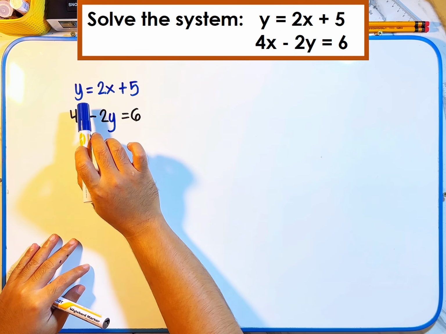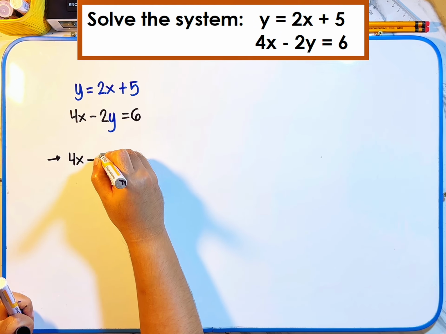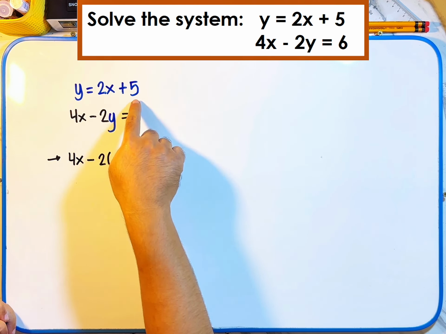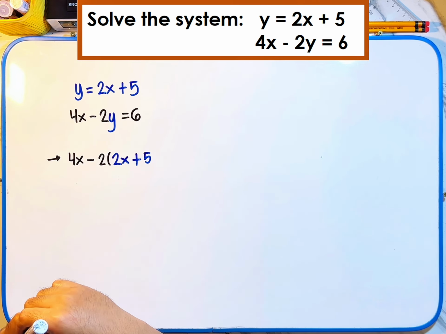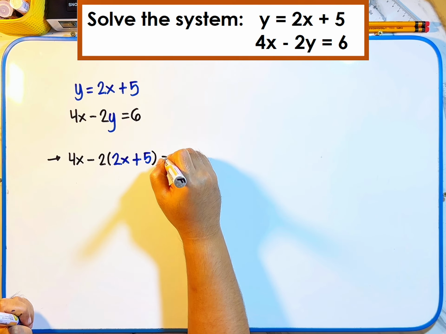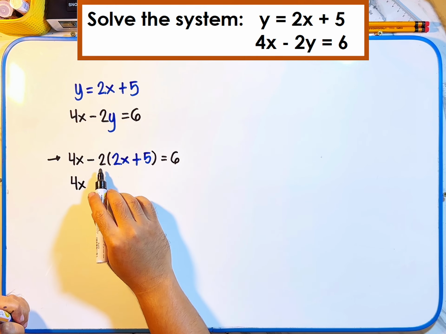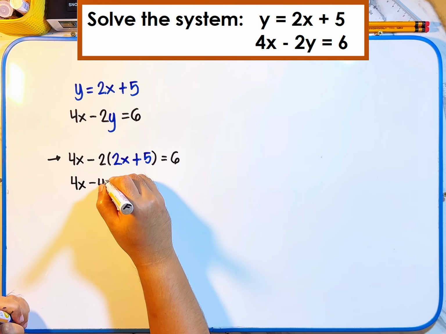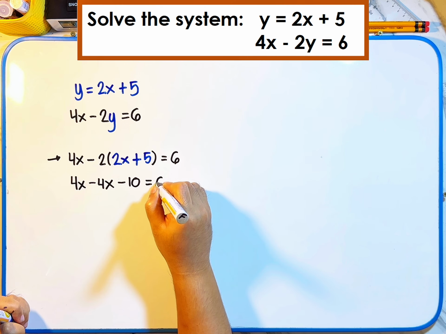Okay, the first equation, this is good because the variable y is already isolated. All we have to do is directly plug it in to the variable y in the second equation. Therefore, we have 4x minus 2 times y, and y is equal to 2x plus 5, equals 6. Let us solve for the x variable. 4x, negative 2 times 2x is negative 4x. Negative 2 times 5 is negative 10, equals 6.